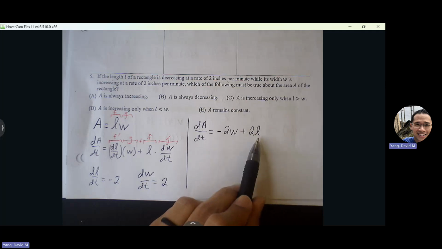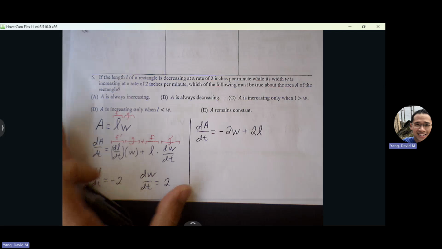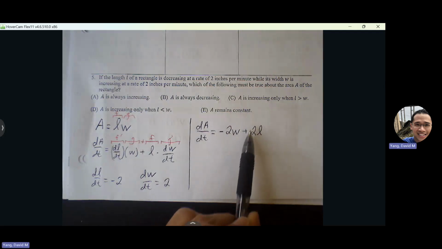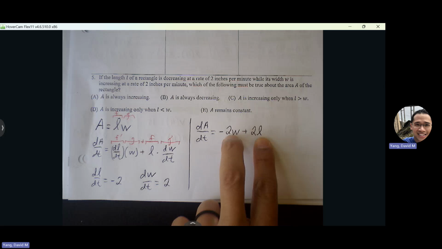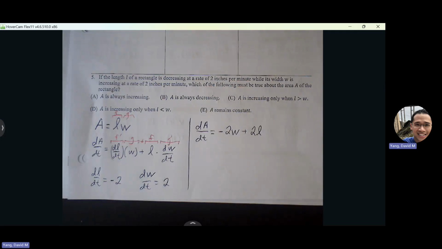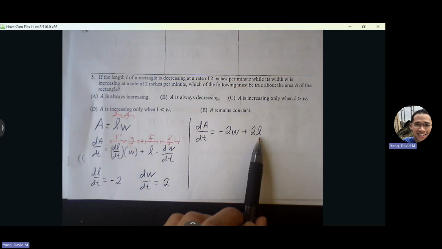Now, we don't know what W and L are, but hopefully we can decide which of these options will be the best fit. A says always increasing. That means dA/dt is always positive. Is dA/dt always positive? Remember, we can choose W and L to be any scenario. So if we can find a scenario that will cause something to be false, then we can eliminate that option, right? So it's not always increasing. If W is for some reason greater than L, then I'm getting a negative rate, and a negative rate would be decreasing instead. So A is out.